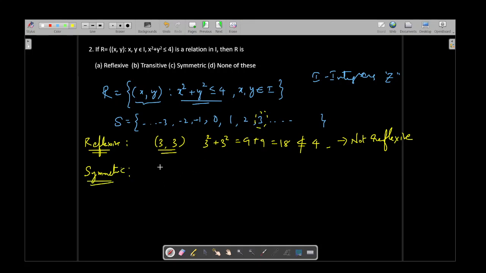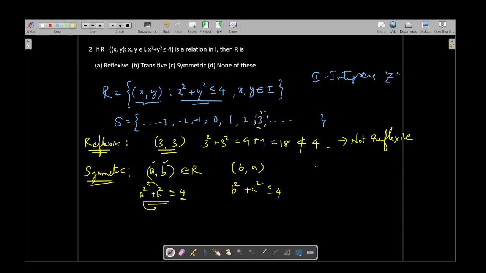Here, if any two elements, let's say (a, b), satisfy this condition, a square plus b square less than or equal to 4, so we select this pair of elements such that they satisfy this condition. If this is a member of R, then (b, a) should also satisfy this condition, because when you give the input as (b, a), the output is b square plus a square. We are just interchanging the position of these two elements, but this will not change the outcome, which is less than or equal to 4.